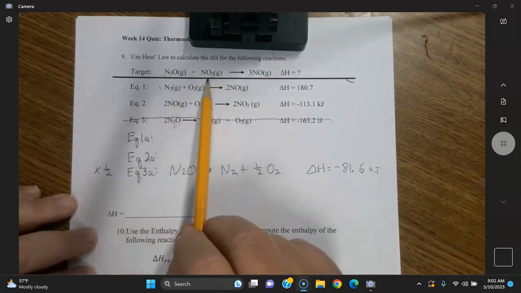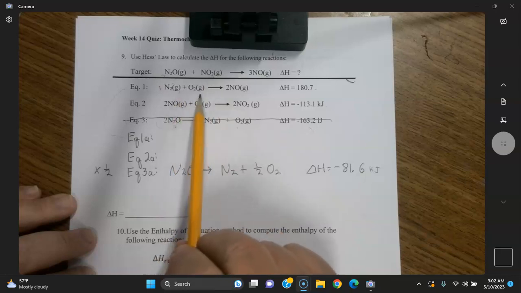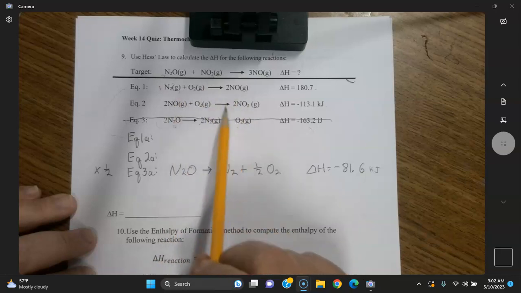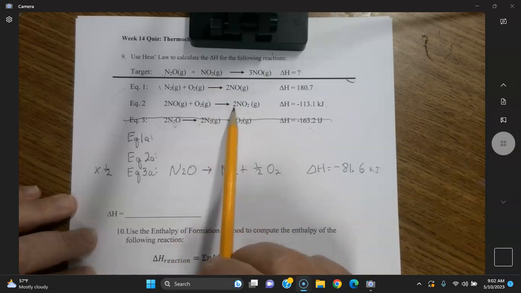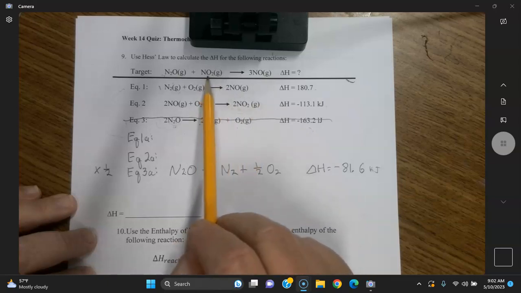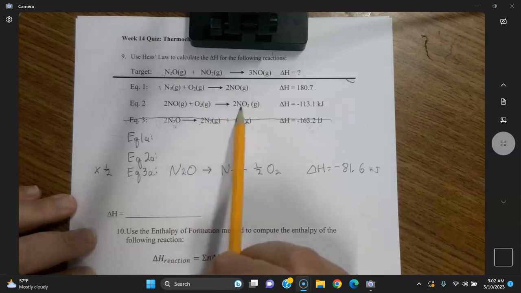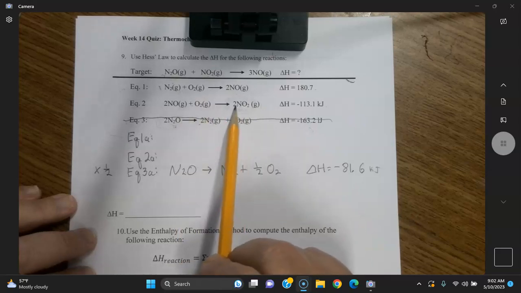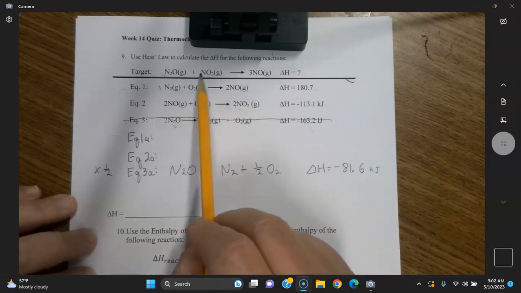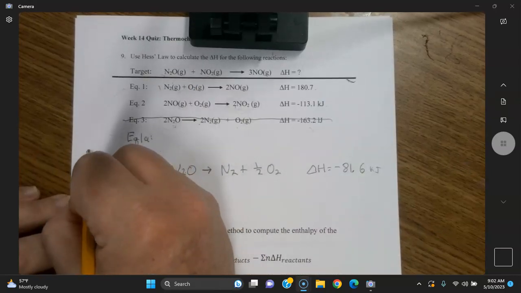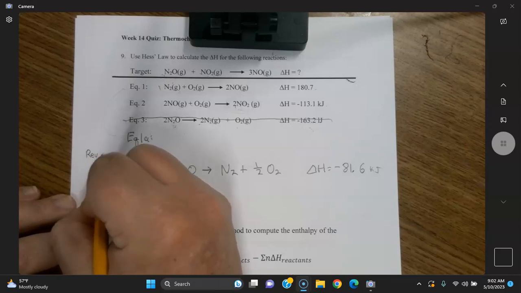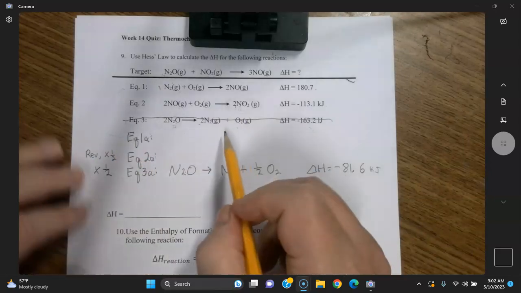Now what else do we have up here? We have NO2. There it is right there, and it's nowhere else. So NO2 is on the right side of the arrow here, but it's on the left side in the target, so we need to reverse this. In addition, it has a coefficient of 2, whereas the coefficient in the target is 1. So what we need to do is reverse equation 2 and then multiply by 1/2. So I'm going to do those both in the same step here.